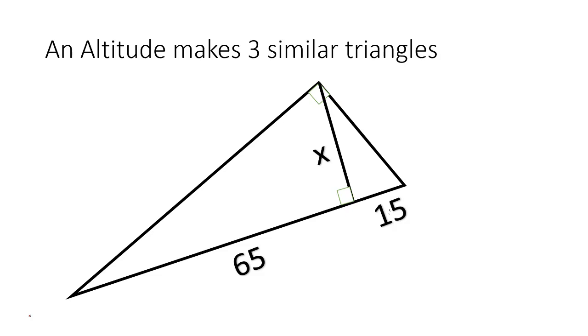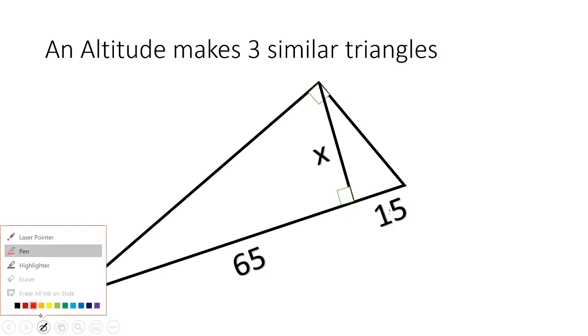So it's a pretty simple concept. Where this gets a little bit tricky, and where I'd like to help you out today, is what happens when you have the altitude of a right triangle that creates three similar triangles. So here I've got a diagram in which we have three similar right triangles contained within one right triangle based on the altitude.